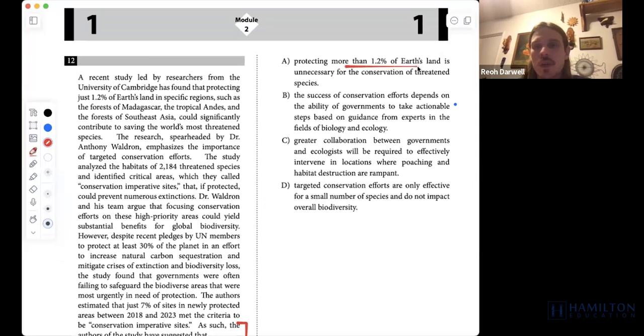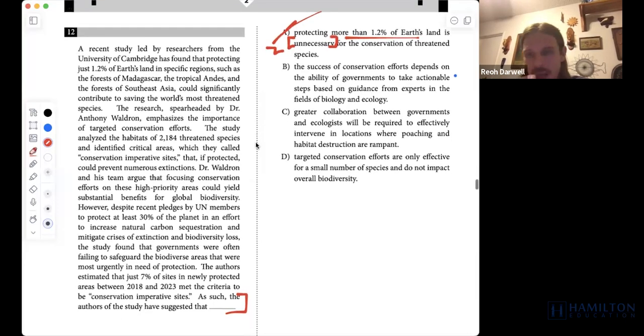All right, so 1.2% of Earth's land, that is recycling language, but unnecessary for the conservation. Unnecessary is a too extreme distractor, right? So watch out for those two extreme distractors. So greater collaboration between governments and ecologists will be required. That's really good. We do need to see that, right?